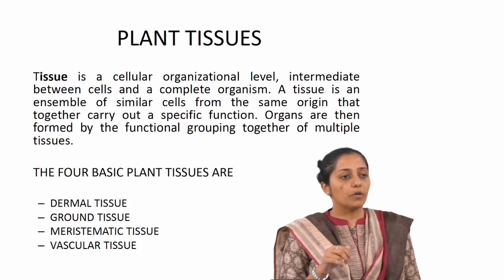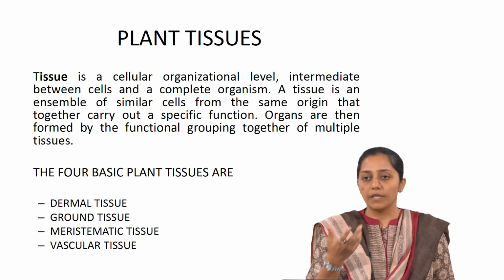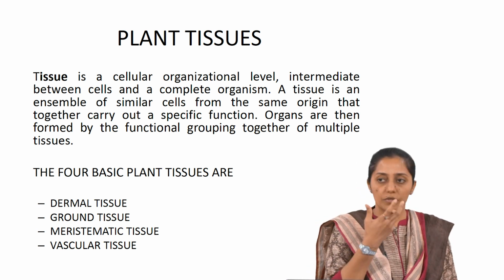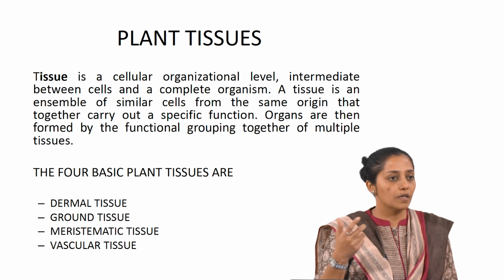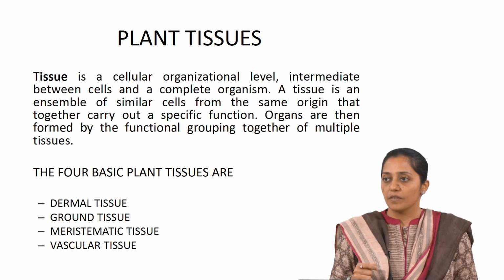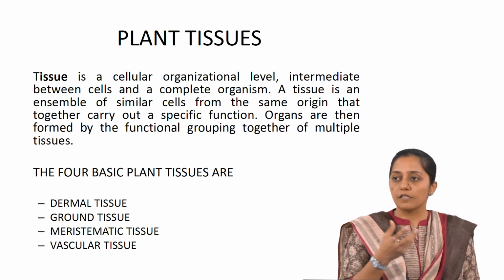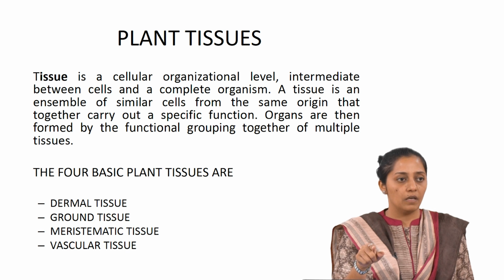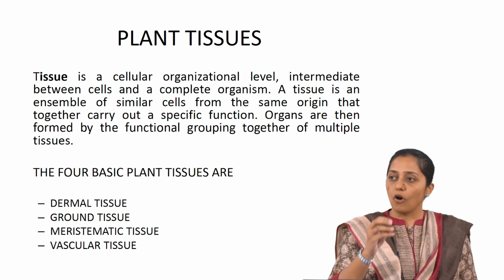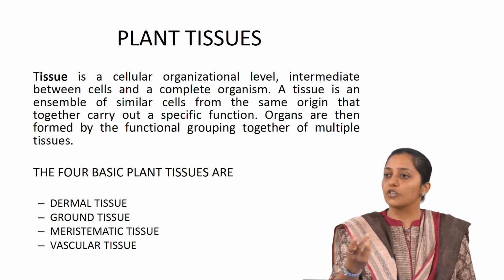So now talking about the different tissues in the plant. What is a tissue? We have heard about tissues, we have heard about cells, then organs. So what is a tissue? It is somewhere between the cell and the organ. Tissue is nothing but when similar cells from the same origin come together to perform a specialized function. Then they form a tissue.